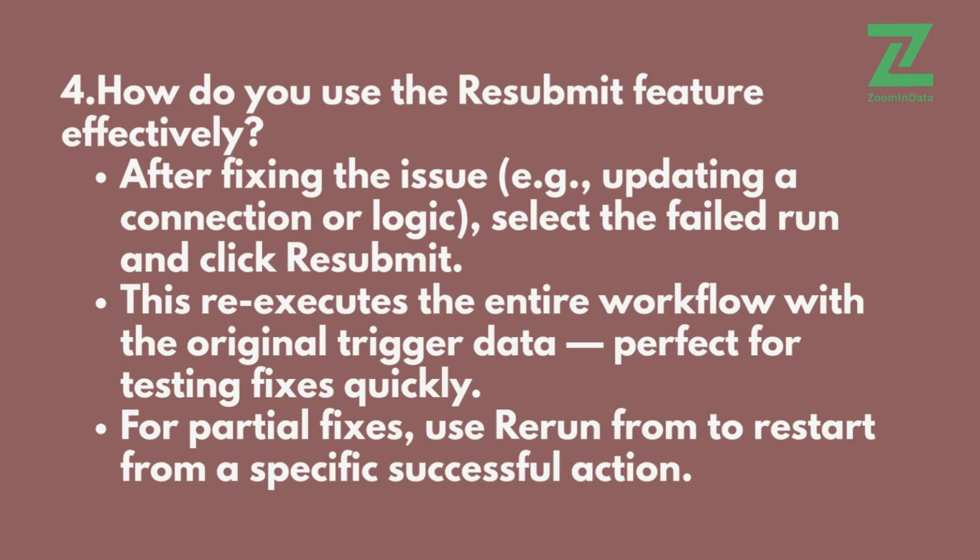How do you use the resubmit feature effectively? After fixing the issue, for example updating a connection or logic, select the failed run and click resubmit. This re-executes the entire workflow with the original trigger data, perfect for testing fixes quickly. For partial fixes, use rerun from to restart from a specific successful action.